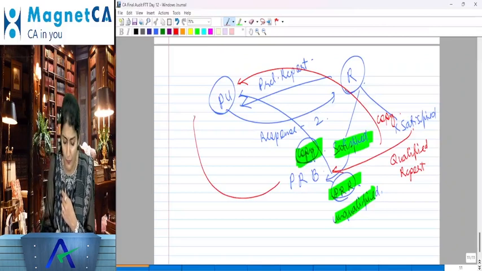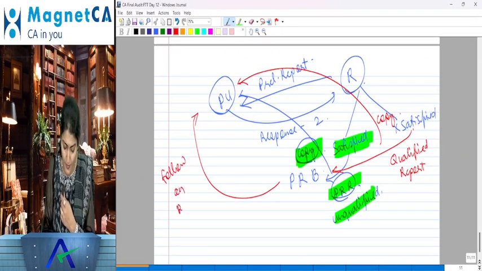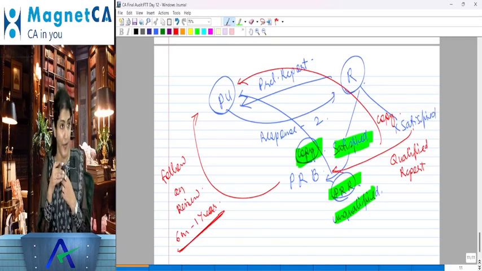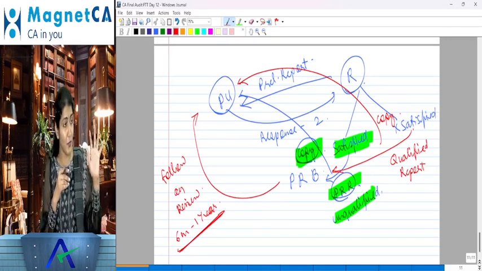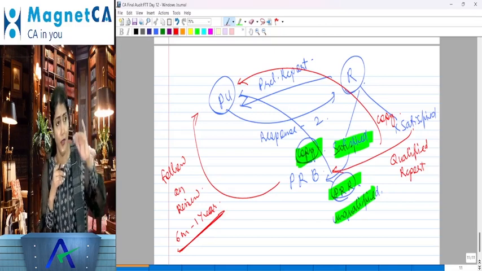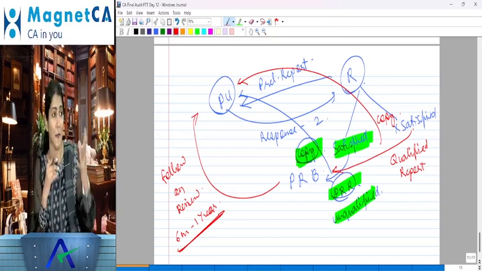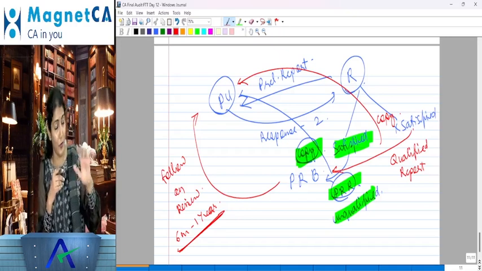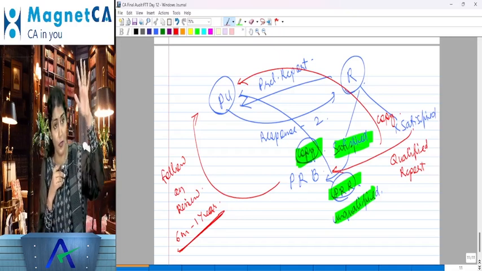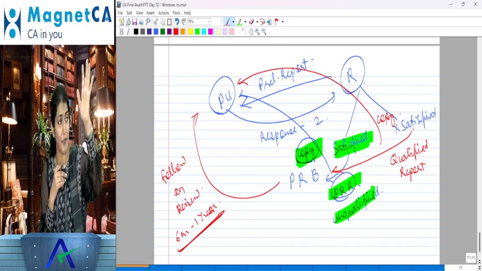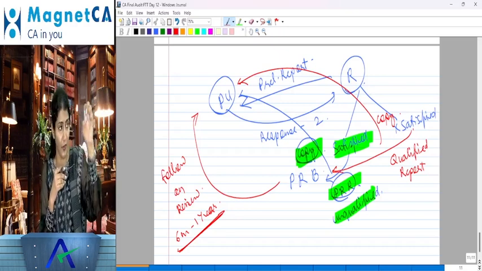Now the peer review board may order a follow-on review to be conducted after 1 year, between 6 months to 1 year. So that means they are giving them time. It is deficient and non-compliant. No. So they are giving 6 months to 1 year time to the practice unit to improve. They say we give you that much time. After 6 months the reviewer will come again. Or after 1 year the reviewer will come again. And then he will do the follow-on review and check whether you've improved on the findings of the peer review.